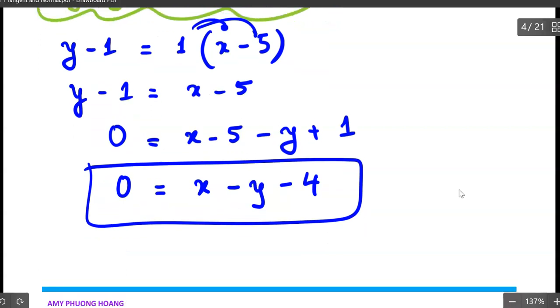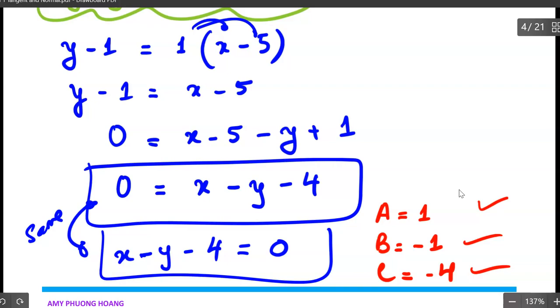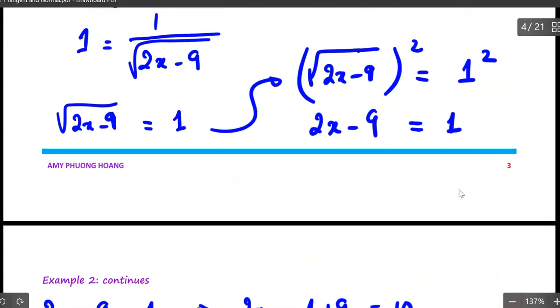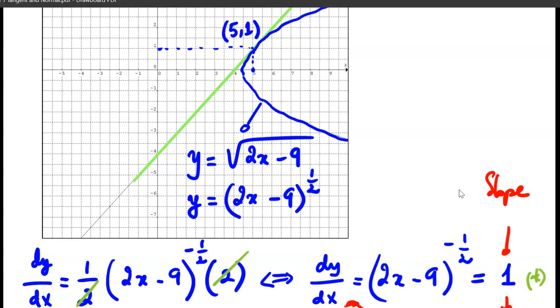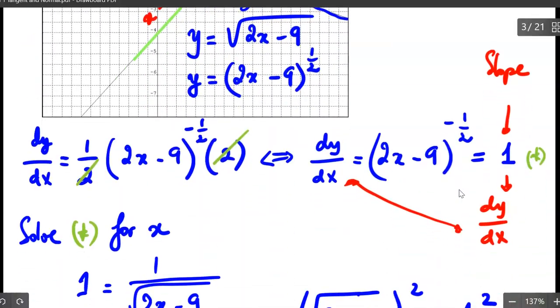I just want to remind everyone that this and this are just the same as I write x minus y minus 4 equal to 0. In this case, you have a equal to 1, b equal to minus 1, and c equal to minus 4. So let's write this equation into our line. This one should be x minus y minus 4 equal to 0. It's the equation for this tangent line that we have to find.